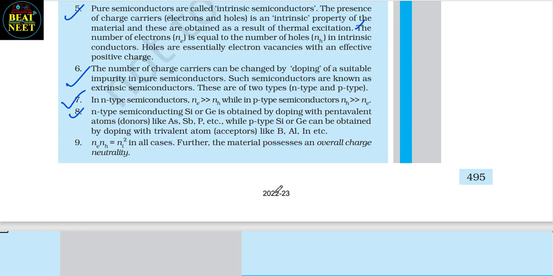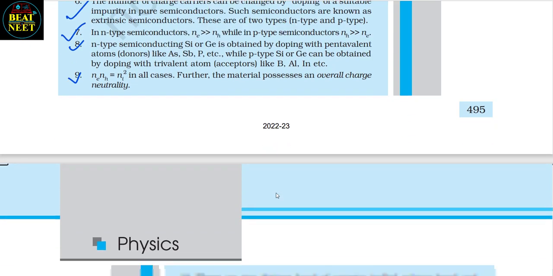P, etc., while P-type Si or Ge can be obtained by doping with trivalent atoms, that is acceptors like B, Al, In, etc. Number 9, Ne·Nh is equal to ni squared in all cases. Further, the material possesses an overall charge neutrality.